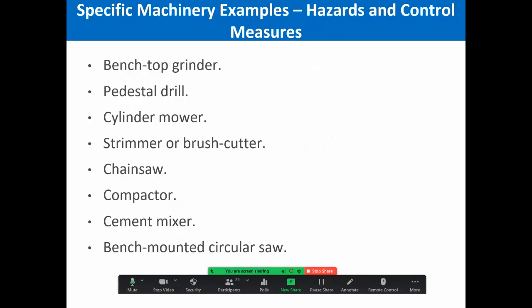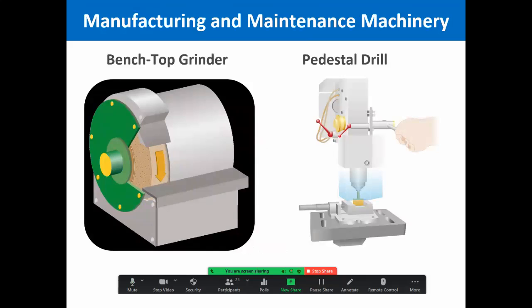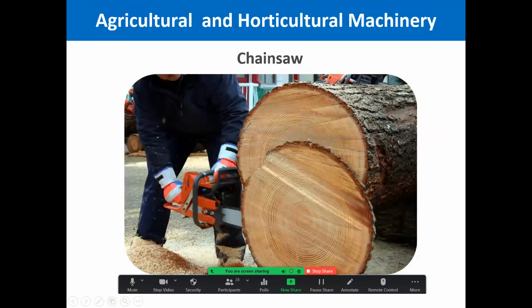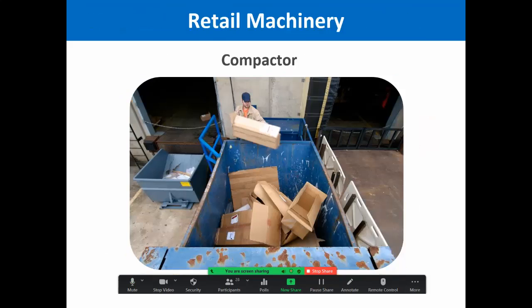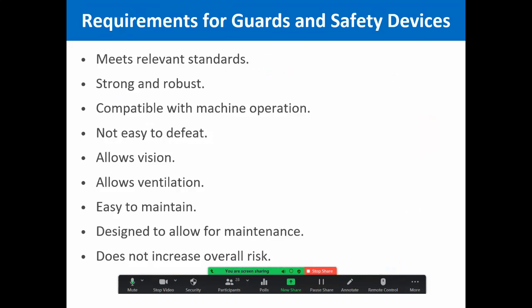Okay, there is various machinery that we use that we need to have an idea of. So you need to understand the hazards and controls of bench top grinder, pedestal drill, cylinder mower, trimmer or bush cutter, chainsaw, compactor, cement mixer, and bench mounted circular saw. Bench top grinder or bench mounted circular saw: you can see in the picture here the guard is placed. Then there is the pedestal drill as well. Compactor.